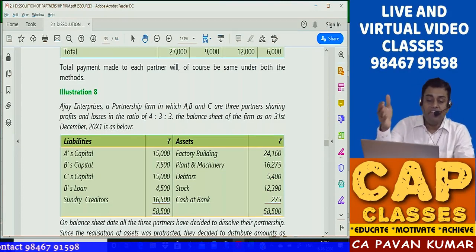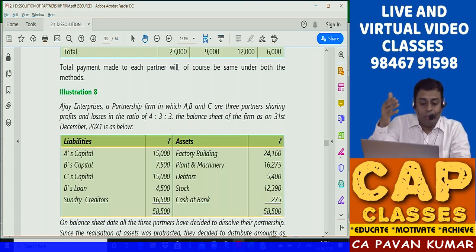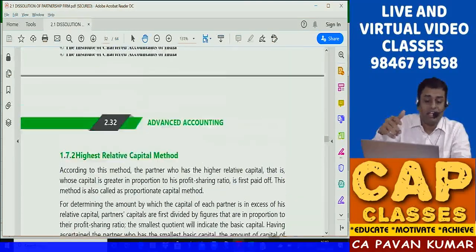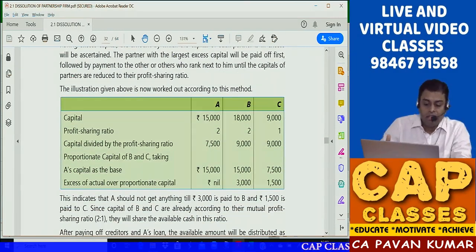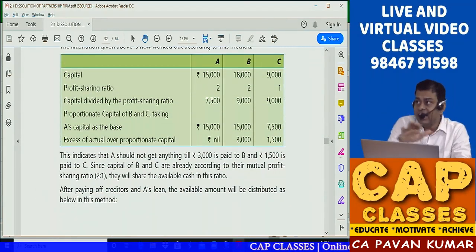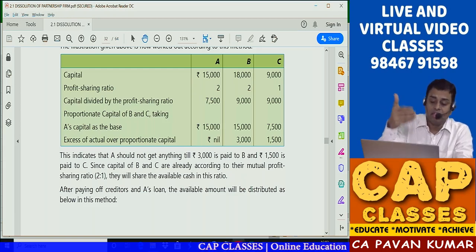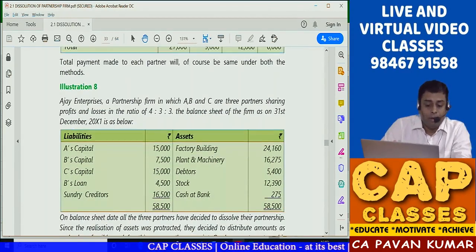So we have seen the maximum loss method in piecemeal distribution, and then we have seen the second method, which is the highest relative capital method. I have explained this in detail in the previous class. In this class, let us solve problem number 8.